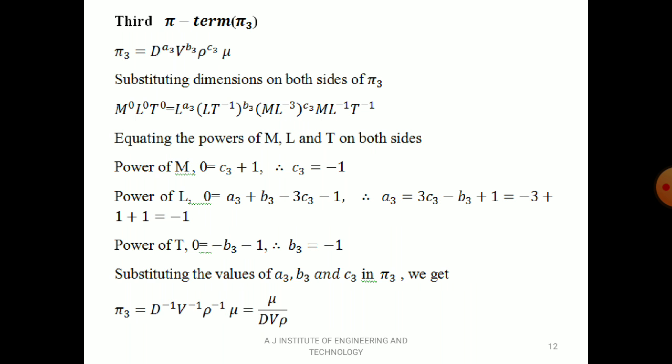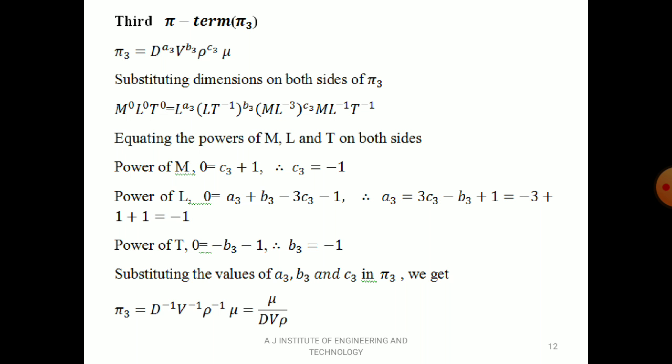Next, third pi term. So pi 3 equal to d to the power a3, v to the power b3 into rho to the power c3 into mu, where mu is dynamic viscosity. So substituting dimensions on both sides of pi 3, m to the power 0, L to the power 0, t to the power 0 equal to L to the power a3 into L t to the power minus 1 to the power b3 into m L to the power minus 3 to the power c3 into m L to the power minus 1 t to the power minus 1, as dimension for mu is m L to the power minus 1 t to the power minus 1.